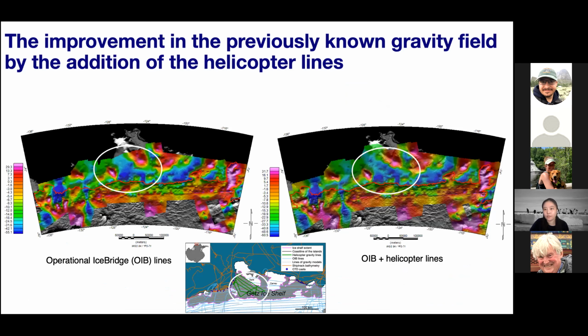So with the addition of the helicopter lines, the quality of data is improved by providing more information in the potential deep trough locations in the West Getz.